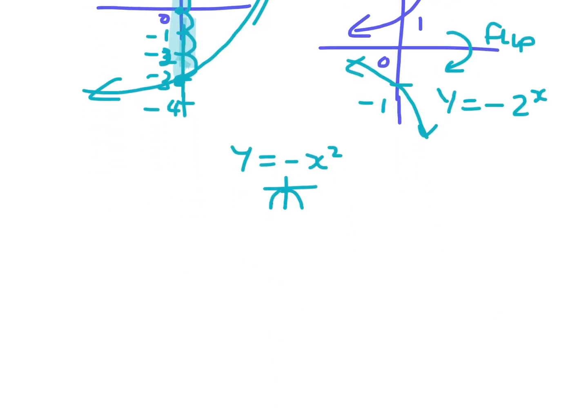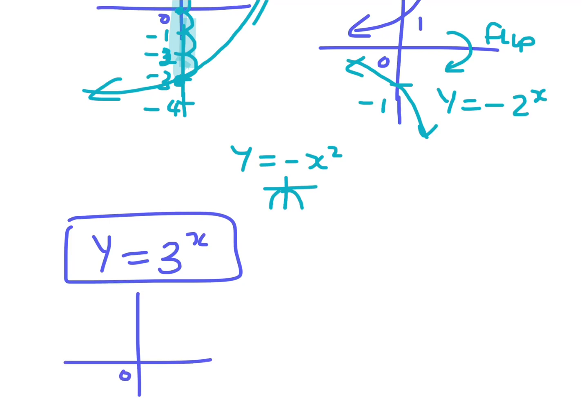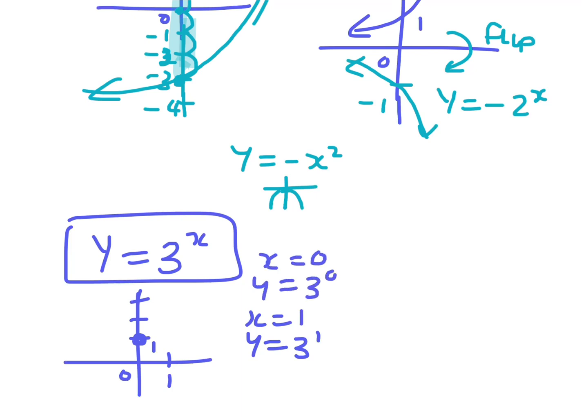If you put a negative in front of 2 to the x, it just flips the original graph in the x-axis. So let's just say you had y equals 3 to the x. Now, the only difference between y equals 3 to the x and 2 to the x is that y equals 3 to the x will be steeper. You think about it, when you put in x equals 0, you're going to get y equals 3 to the 0, which is 1. So it's going to go through 1. And then when x equals 1, y equals 3 to the 1, which is 3. So it's going to go through 3.